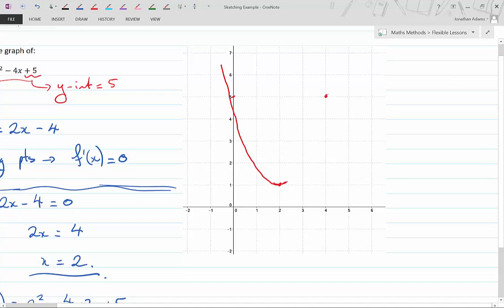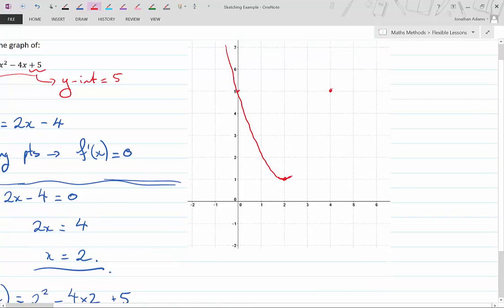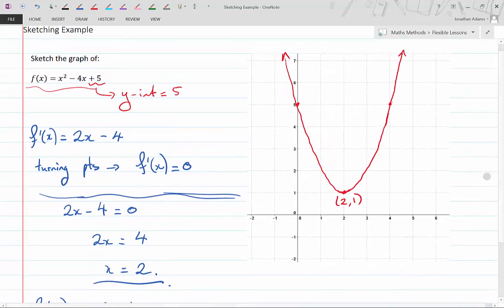I'm working on a tablet, so my sketch isn't going to be amazing. But it should look something like that. And I should mark on that this point is 2, 1. And that is how I would sketch the graph of f of x equals x squared minus 4x plus 5.